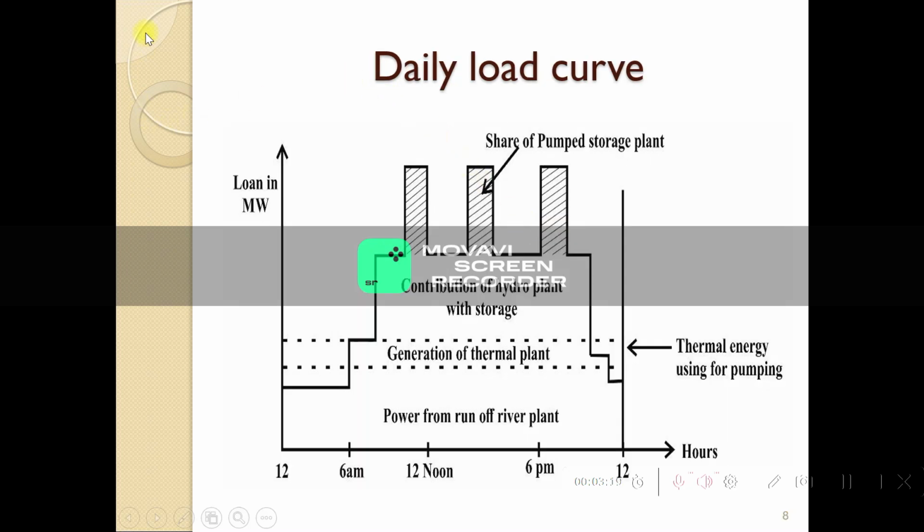Daily load curve. So the x-axis is time in hours and the y-axis is load in megawatts. Share of pumped storage plant. The contribution of the hydro power plant with storage, then generation of the thermal plant, power from the run-of-river plant, and then thermal energy used for pumping systems.